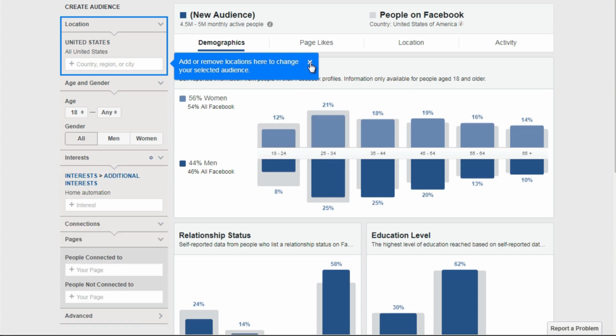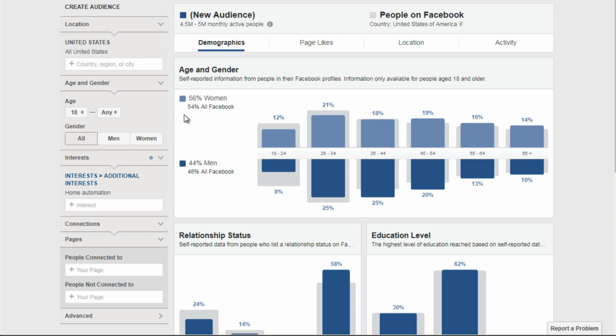Now, what's interesting about this was I assumed that the people that would be interested in home automation would primarily be men. And while it's close to 50-50, you can see that 56% of women are interested in home automation. Now, we don't know. Hypothetically, that could be because they're using their husband's accounts. We don't know. But this is enough data to tell us that there is a majority of women. So 56% women, 44% men.